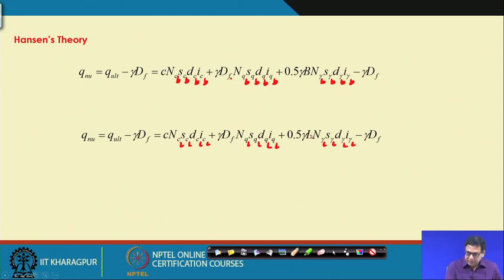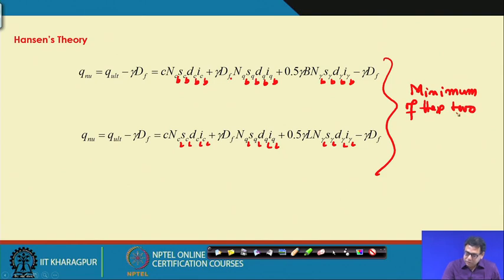But remember that in those terms you have to take L, where you are taking all terms in terms of L. So, among these two, the minimum of these two will be the Q net ultimate. Okay. So, either of these two, and the minimum of these two will be the Q ultimate. So, remember that, but this is only for Hansen's theory.